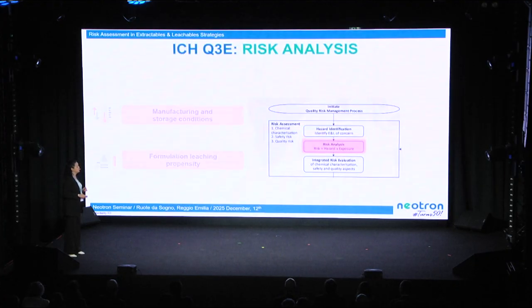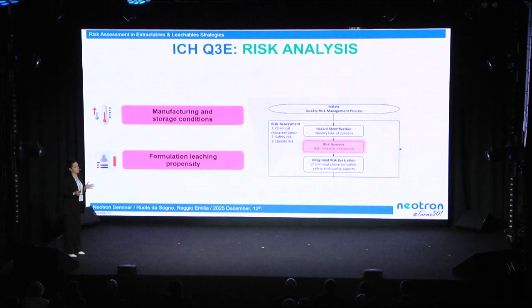Then we move to the risk analysis. So, what is the risk? We know that the risk is the hazard combined with an exposure evaluation. So in this case, we have two main points to keep in mind. The first is the manufacturing conditions and the storage conditions too. And also the propensity of the formulation to leach into the manufacturing process materials or the primary packaging.